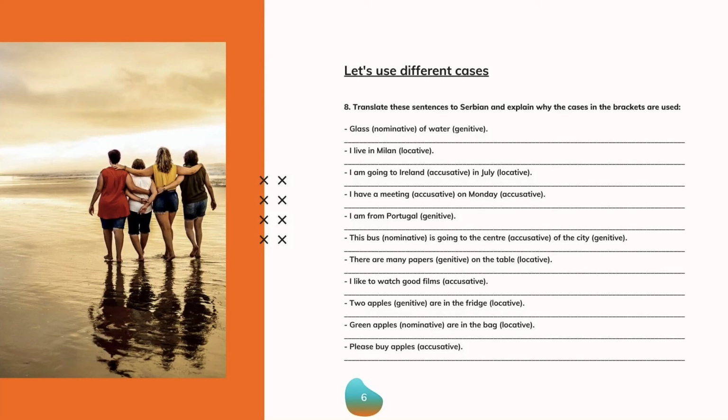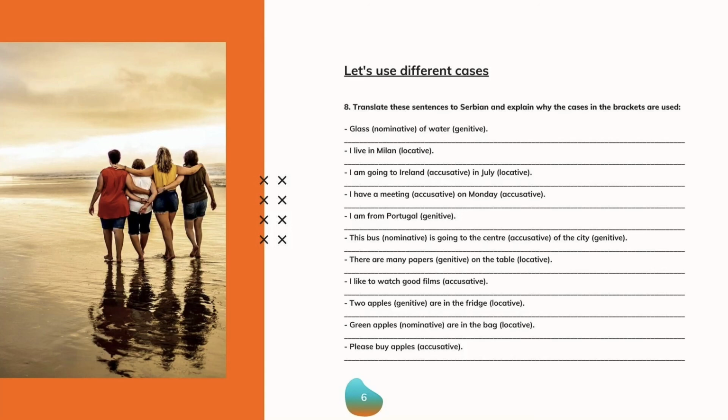Two apples are in the fridge. Two apples. Apples are in the genitive form because after numbers 2, 3, and 4, we use genitive singular, and after the numbers 5 through 20, we use genitive plural. So where are the apples? That's the location, locative, in the fridge. Dve jabuke su u frižideru.